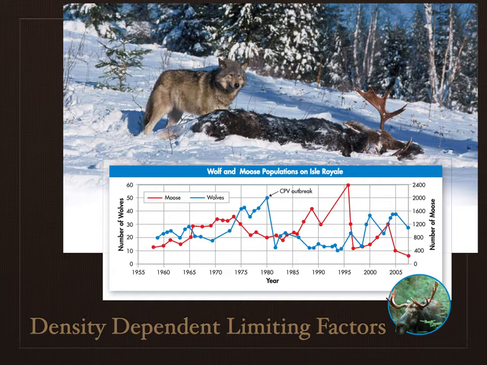Because it doesn't matter how many moose you have, if there is a giant tornado or a forest fire or a meteorite strikes or something like that, they all get affected. Doesn't matter if there's 10 or 10,000, they're all getting hit. Okay, so really the weather's the only density-independent one. But let's look at this graph.